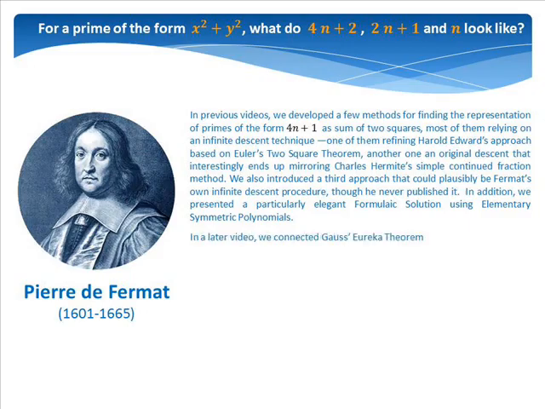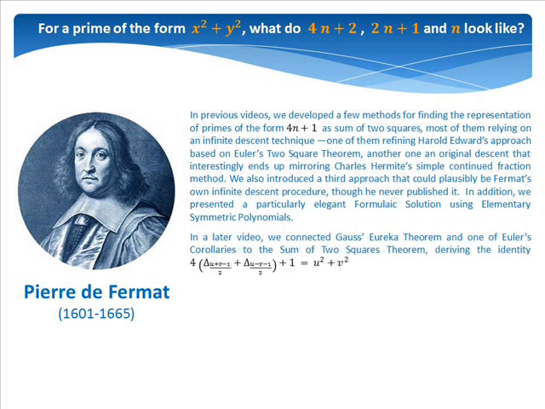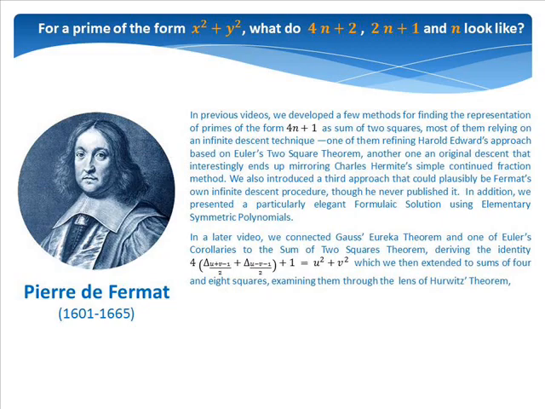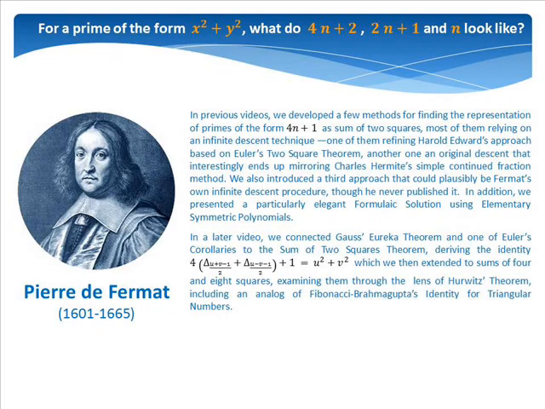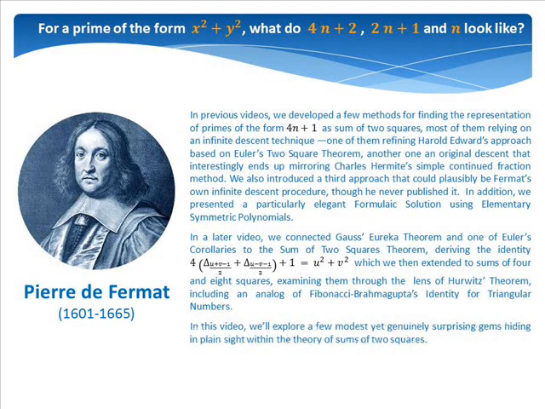In a later video, we connected Gauss-Eureka theorem and one of Euler's corollaries to the sum of two squares theorem, deriving the identity that expressed n as a sum of two triangular numbers, which we then extended to sum of 4 and 8 squares, examining them through the lens of Hurwitz's theorem, and including an analog of Fibonacci-Brahmagupta's identity for triangular numbers. In this video, we'll explore a few modest yet genuinely surprising gems hiding in plain sight within the theory of sum of two squares.